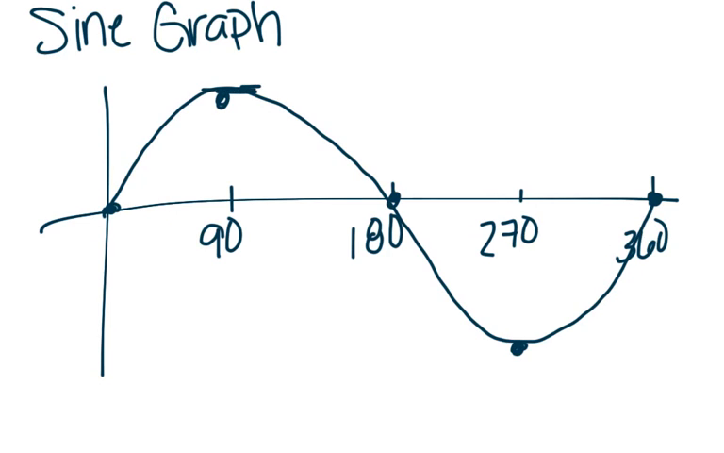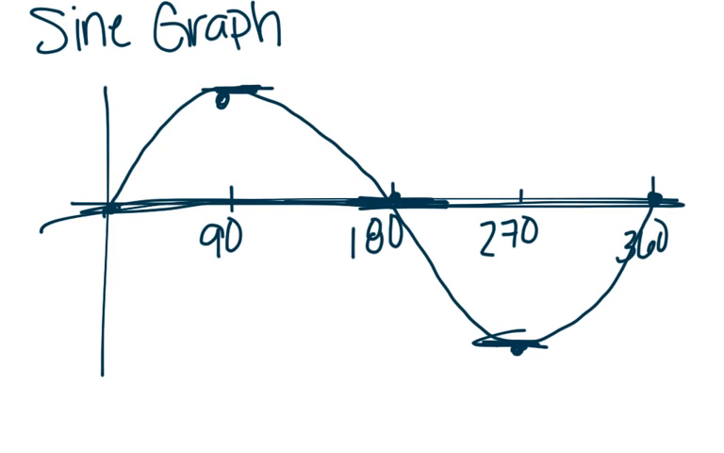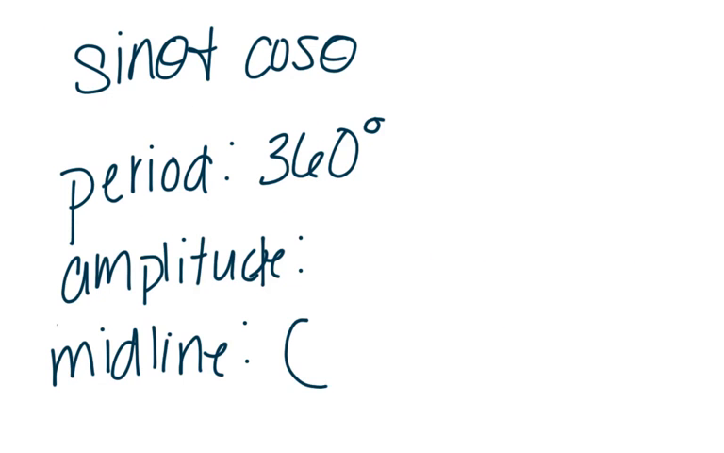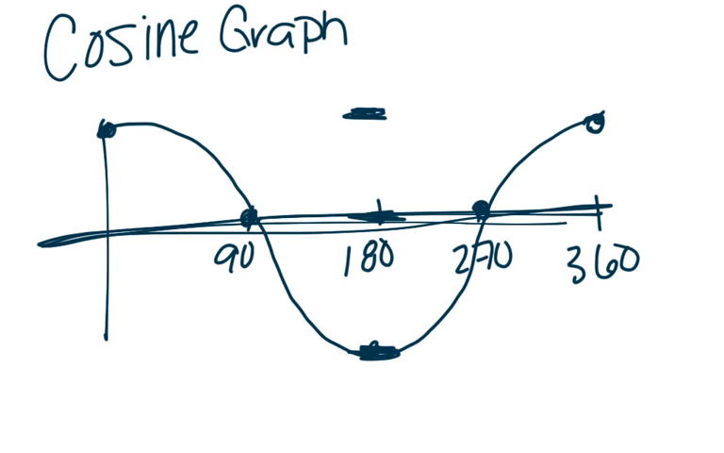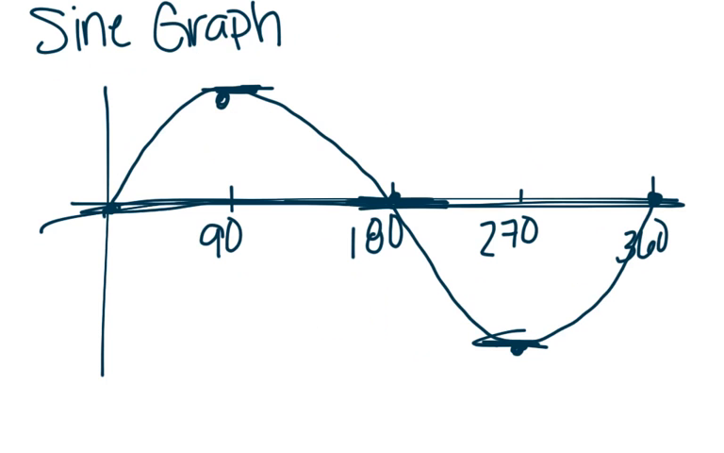The same with our sine graph. Our high point is at 1, our low point is at negative 1. The average here, 0. So 0 is the midline of our graph. Now the amplitude is the distance from the midline to the lowest point, or the midline to the highest point. Since the midline is in the middle, it doesn't matter which one we measure. So for the cosine graph, that distance is 1. And then that's also the case here for our sine graph. Our amplitude is 1.